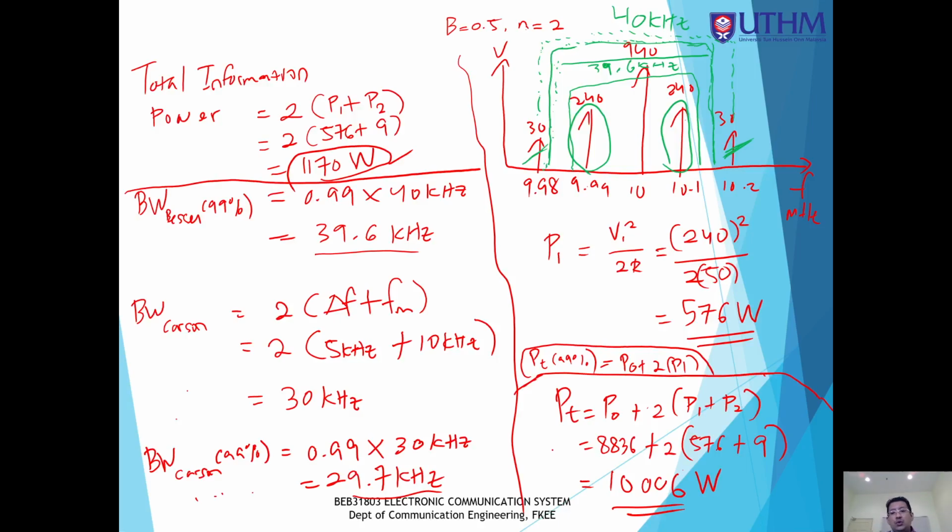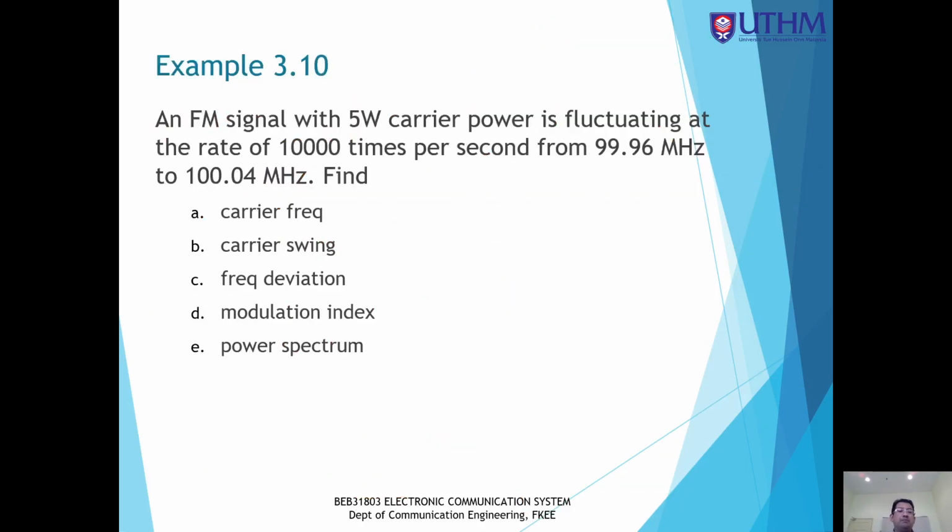Okay, so let's go to the next example, example 3.110. An FM signal with 5 watts of carrier power is fluctuating at the rate of 10,000 times per second from 99.96 megahertz until 100.04 megahertz. Find what?